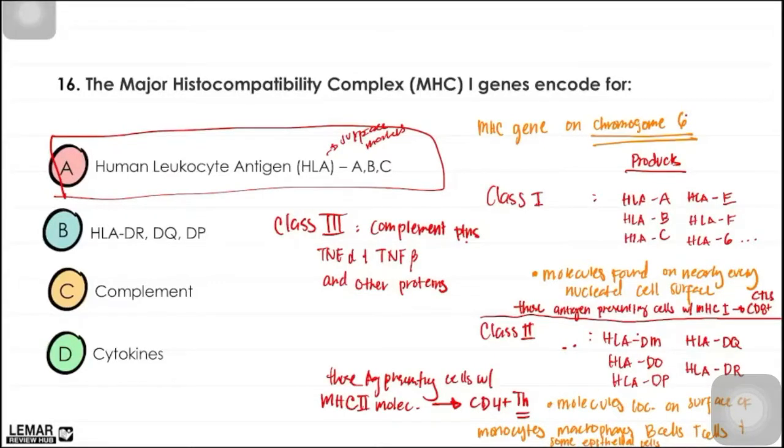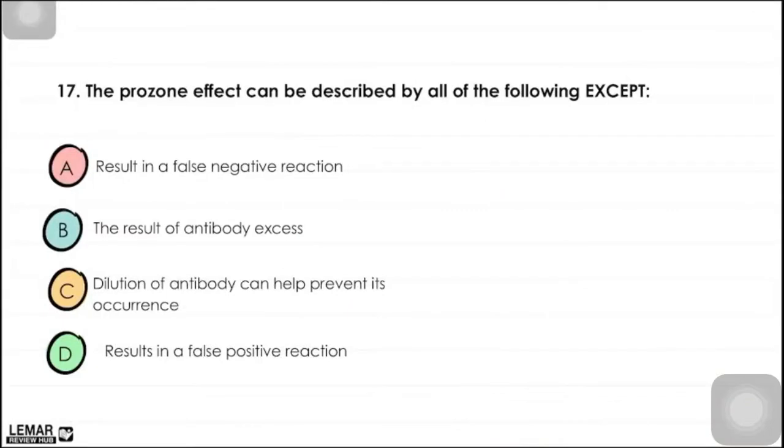So in this case, letter A, these are your products or antigens or molecules from your class 1, considered as your MHC class 1 products. HLA-DR, DQ, DP, class 2 ito. Complement, these are complement and cytokines. These are part of the class 3 MHC products. Number 16, letter A.